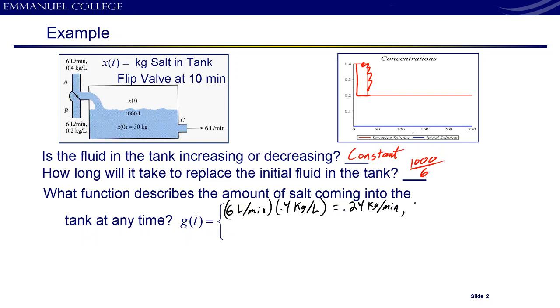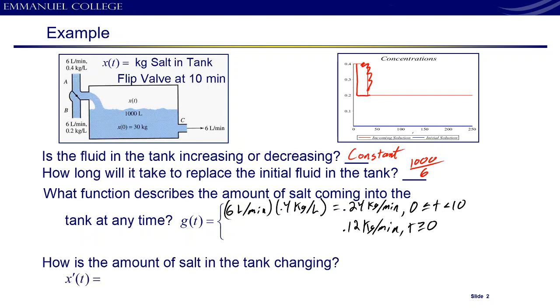And that's when time is between 0 and 10 minutes. Then similarly, you would multiply the 6 liters per minute times 0.2, and you would get 0.12 kilograms per minute if t is greater than or equal to 10. Kind of like what we did before, the only difference is now we've introduced a piecewise function, and those are never fun to deal with.